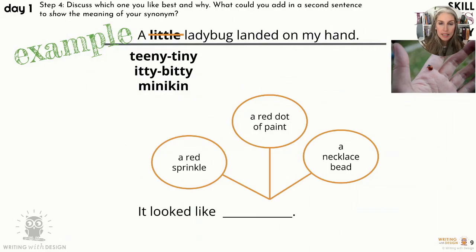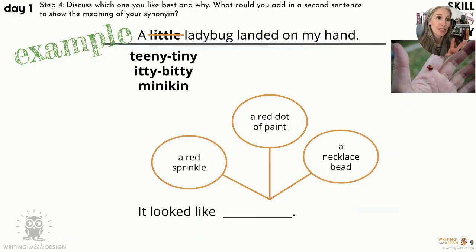So, a mannequin ladybug landed on my hand. It looked like a red sprinkle. It looked like a red dot of paint. It looked like a necklace bead. Right? All 3 of those give us great, rich, additional detail to better understand what that adjective, in this case, that word that means little, means about the ladybug.